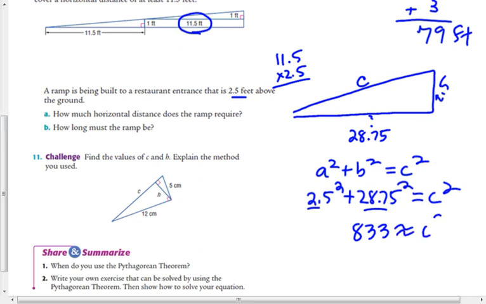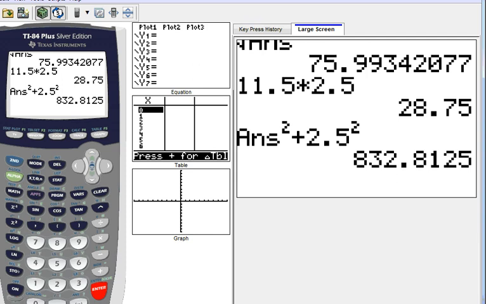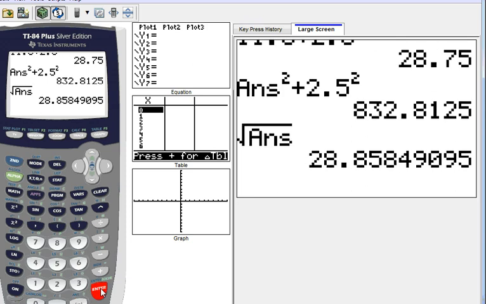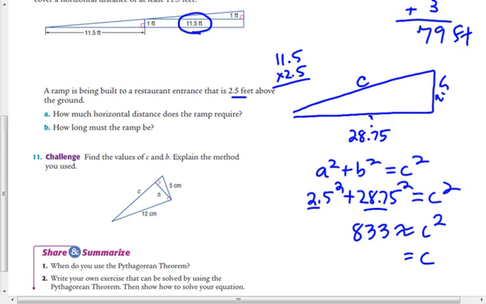That's about c squared. And then to get c, I need to take the square root of that. So I'm going to do second square root. And if I just want the whole number in there, I'll just do second and then the negative sign. Enter. 28.85 is my answer, approximately. So I think 29 feet is good enough here. So 29 feet. And that was 28.75.